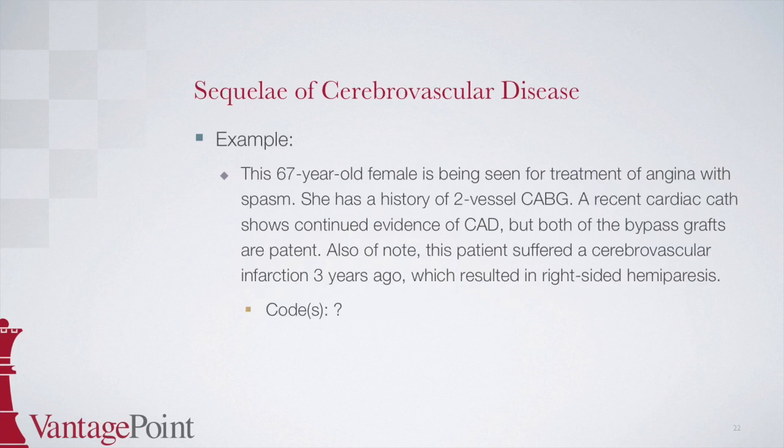Now we have a 67-year-old female being seen for treatment of angina with spasm. She has a history of 2-vessel coronary artery bypass graft. A recent cardiac cath shows continued evidence of coronary artery disease, but both of the bypass grafts are patent. Also of note, this patient suffered a cerebrovascular infarction 3 years ago, which resulted in right-sided hemiparesis. And just as an aside, patent means that the bypass grafts were open, so they weren't clogged.